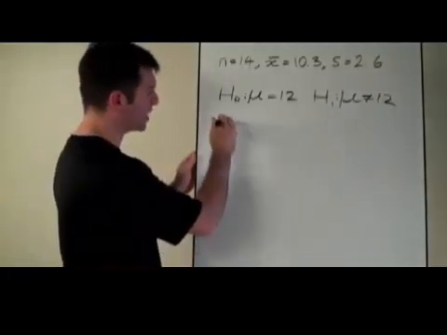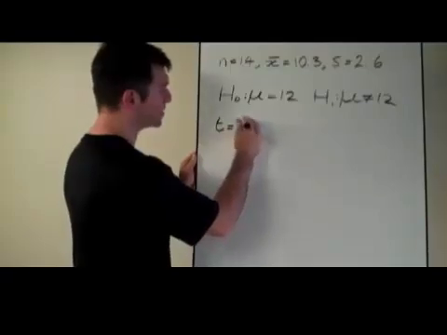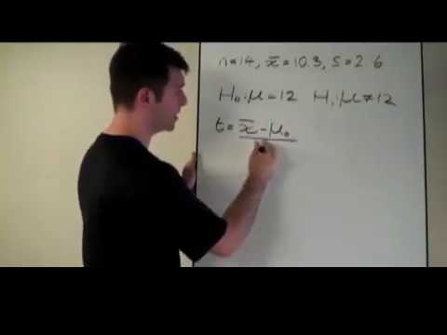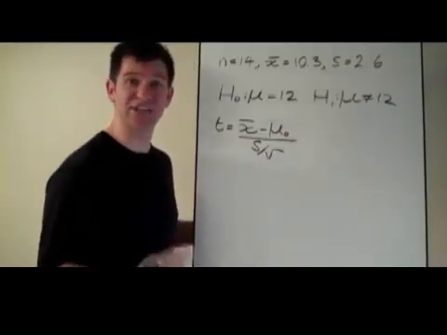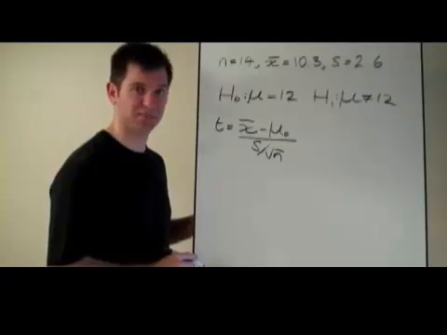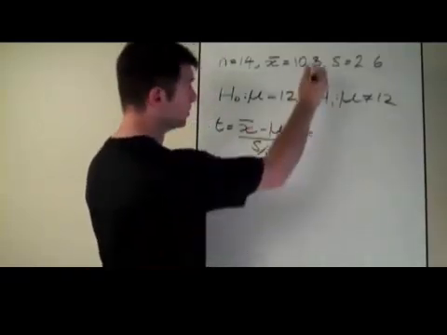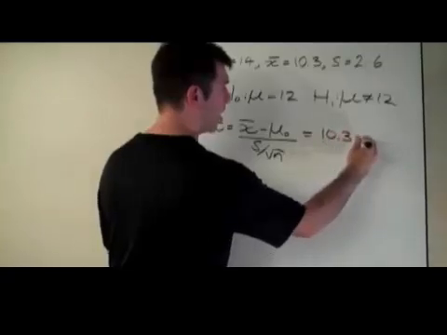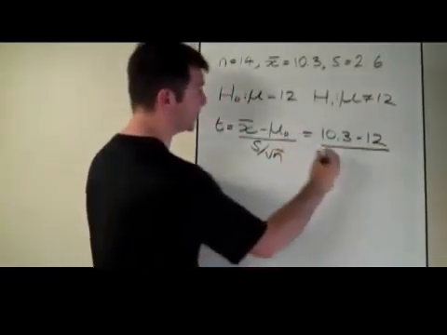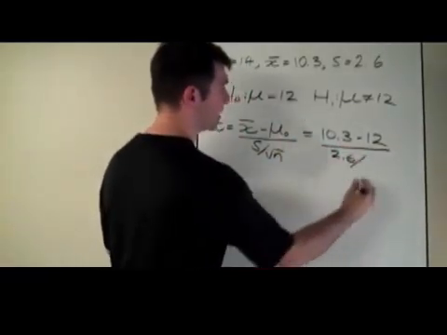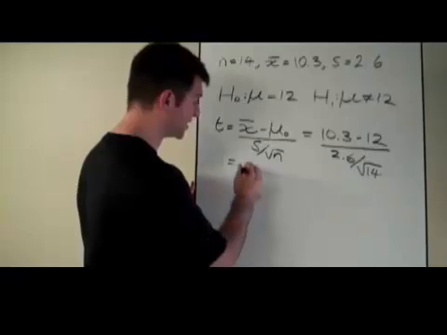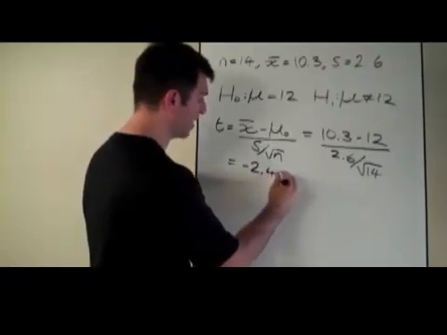Well, it's a good idea to write down the form of the test statistic. We take the sample mean, x bar, we subtract from it the hypothesized mean, and then we divide it by what we call the standard error, which is the sample standard deviation divided by the square root of the sample size. So if we plug in the numbers, the sample mean was 10.3, our hypothesized mean is 12, and we're going to divide all of that by the standard error, which is 2.6 divided by the square root of 14. And if you do the math on that, then you'll find that this test statistic is actually negative 2.45.